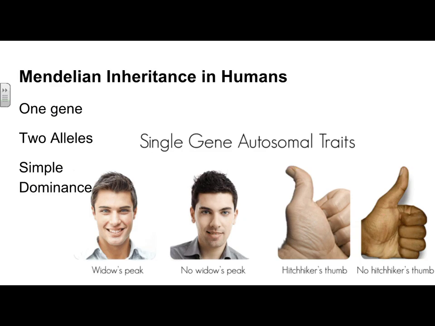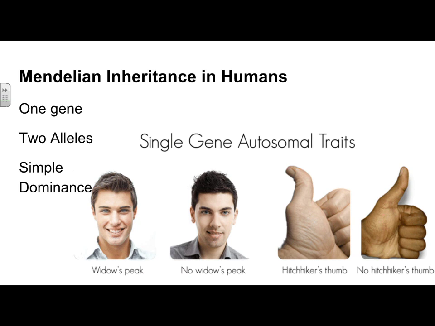So, the easiest place to start is with Mendelian inheritance or Mendelian traits. Think back to Mendel: pea color, green, yellow, pod shape, height. There were only 2 options. It was very simple. Well, these are inheritance patterns that are simple. They have 1 gene involved, and that gene has 2 different forms, 2 different options, alleles. And it shows a simple dominance where there's a dominant allele and a recessive allele.